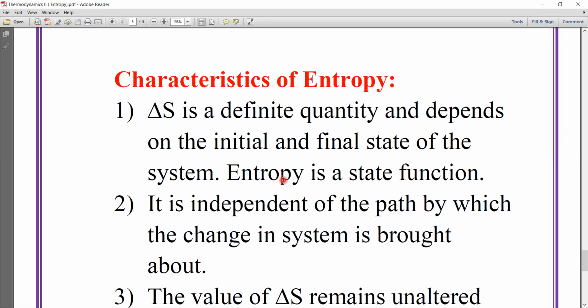Therefore, entropy is a state function. यानी कोई भी quantity अगर initial और final state पे depend होती है तो उसे हम क्या कहते हैं, state function. तो यहां पर entropy, that is delta S, is a definite quantity and depends on the initial and final state of the system. Therefore, entropy is a state function. कोई भी quantity जो initial और final state पे depend होती है तो हम उसे कहते हैं state function. So entropy is a state function.